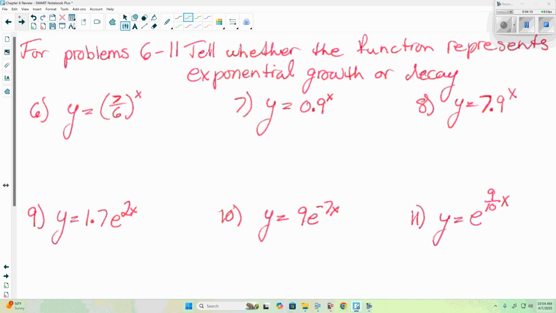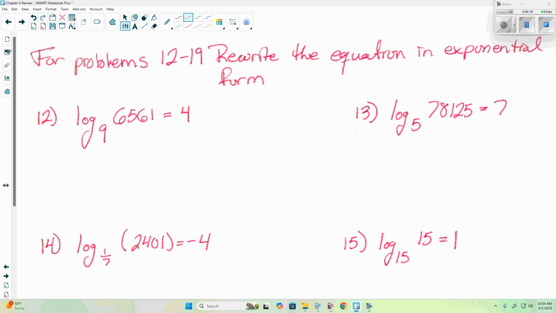Tell whether each function represents exponential growth or exponential decay. I didn't put any on the test. Not so much because I didn't want to put them there. We have a good number of the others on the test already.